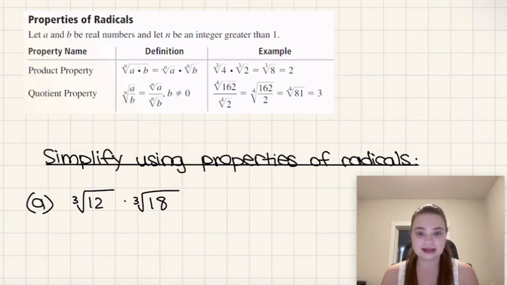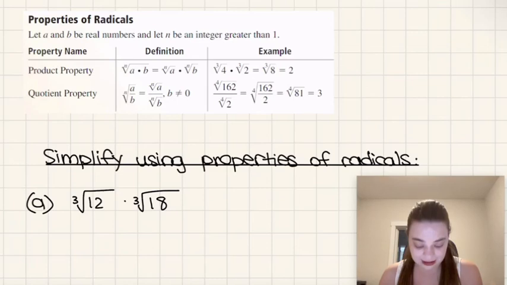Product property states that if we are taking the root of a product, that we can separate those two parts of our product and take the root of those separately. And then quotient property says basically the same thing, that if we are taking the root of a quotient, it is the same as taking that same root of each part of that quotient separately. So let's apply that here.